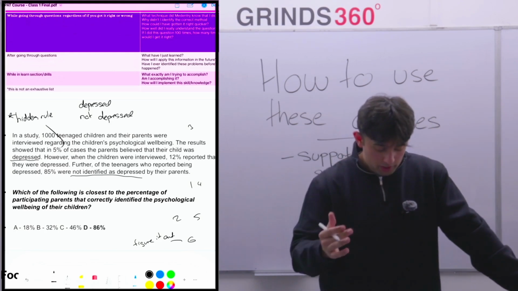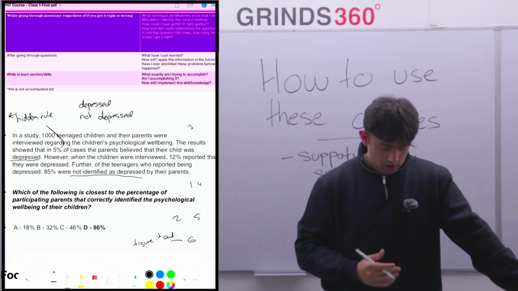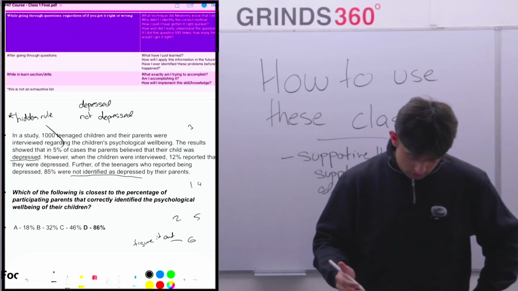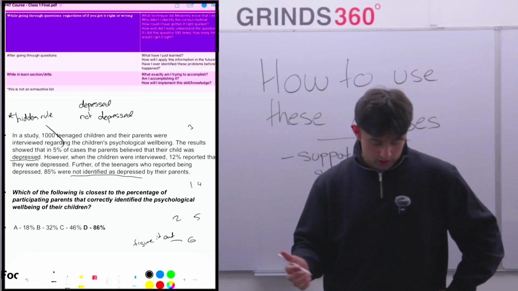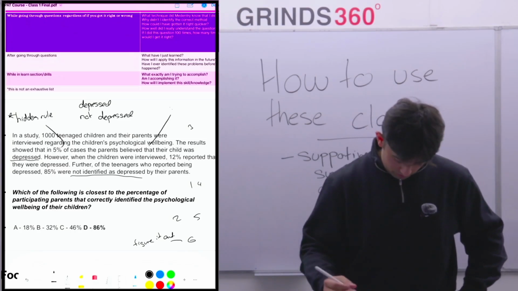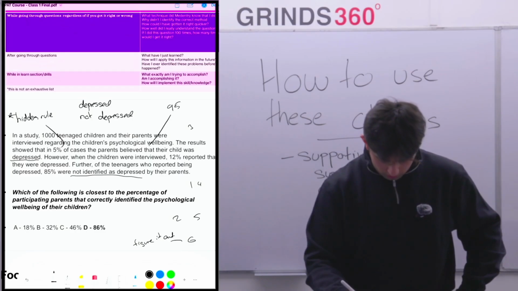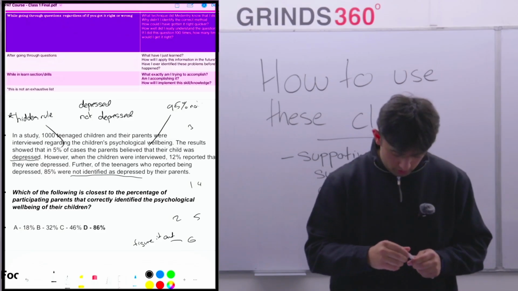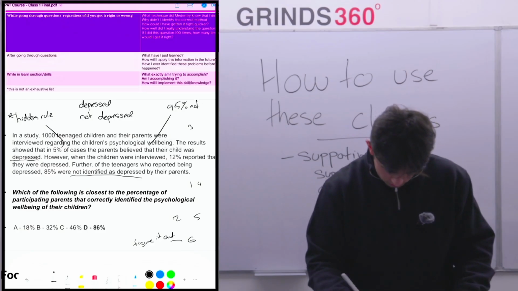This result showed that in 5% of cases, the parents believed that their child was depressed. You can assume, therefore, that in 95% of cases, the parents believed their child was not depressed. Okay? So 95% not depressed. Yeah? I don't know why this is not being very nice to me. Hopefully it cops on.